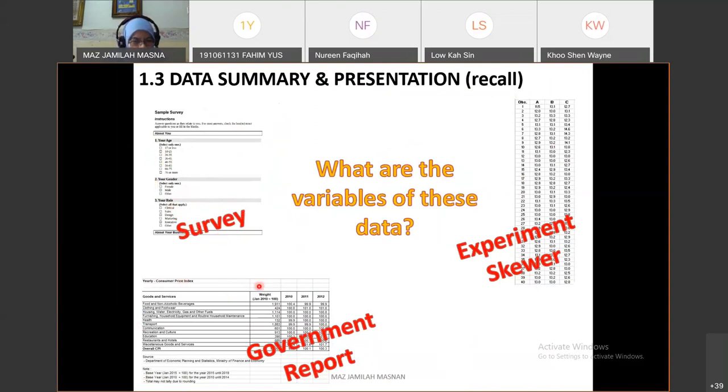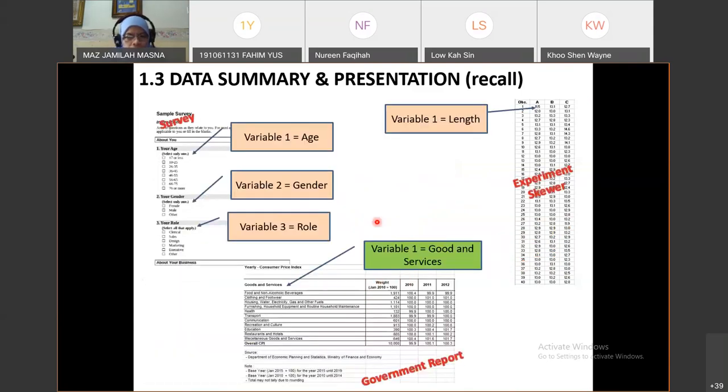And what about the government report? We have goods and services: food and non-alcoholic beverages, clothing and footwear, housing, water, electricity, gas, and other fuels, until the last one, miscellaneous goods and services. You have the column for weight, and then the columns for years, 2010, 2011, 2012, and so on. I just cut this data. Now, what are the variables? Can you guess? If you look at each of these primary and secondary data one by one, you can figure out what variables are involved.